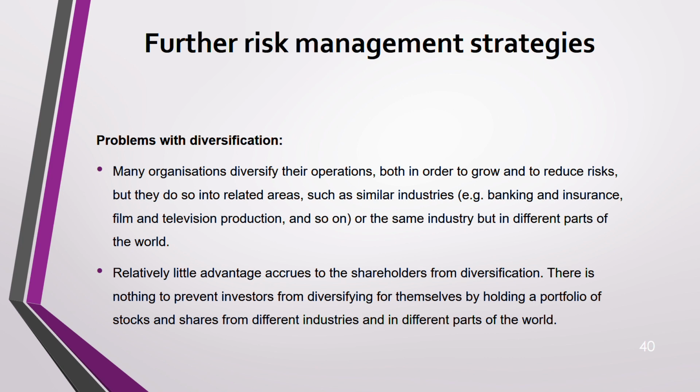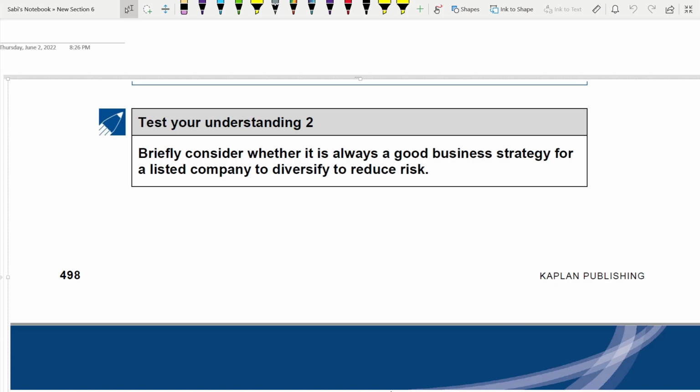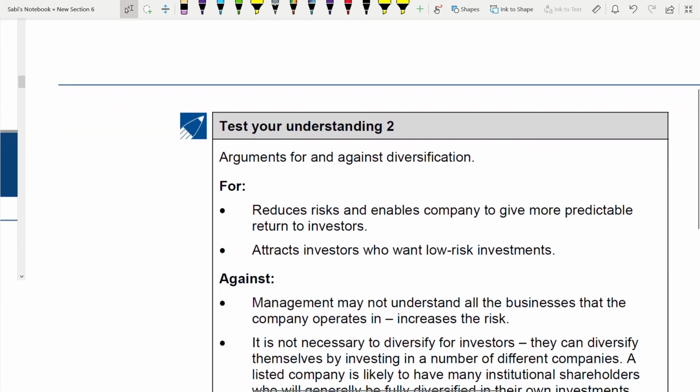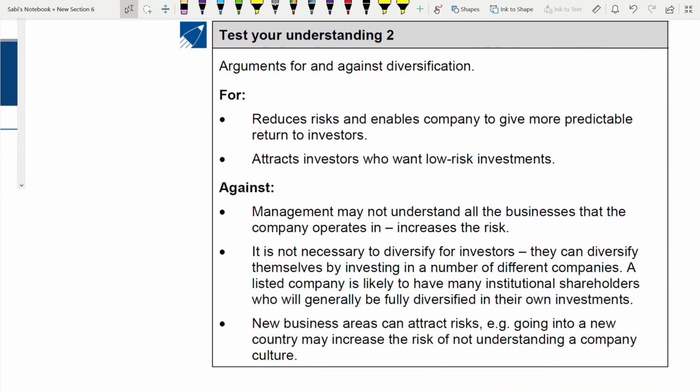So now let us do test your understanding 2. Briefly consider whether it is always a good business strategy for a listed company to diversify to reduce risk. We are talking about a listed company diversifying to reduce risk. Whenever you are told to consider whether it is a good strategy or not, what they are basically asking is that you have to weigh the consequences, pros and cons. So you have to list the advantages or disadvantages, like for and against. If you see, for there are only 2, and against there are 3. That means against diversification is more than for.